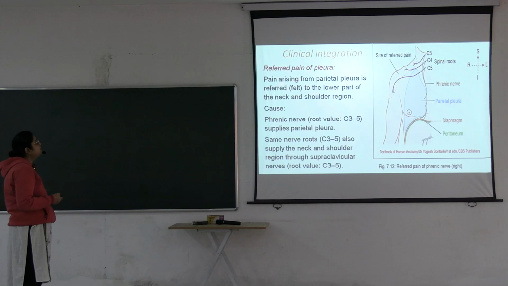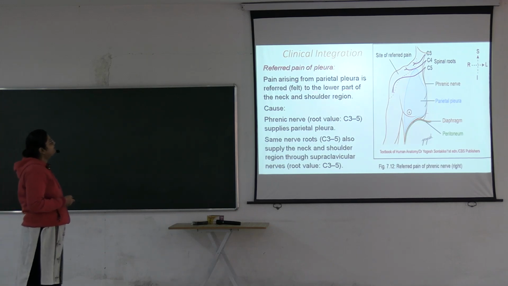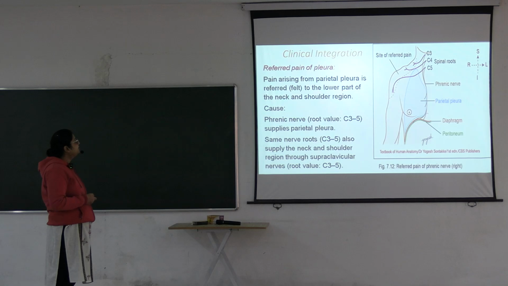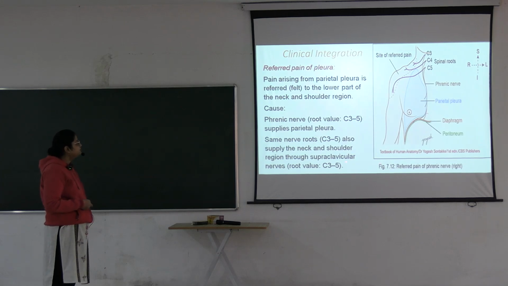So, referred pain of the pleura: pain arising from the parietal pleura is referred or felt in the lower part of the neck and shoulder region. What is the cause? The phrenic nerve, whose root value is C3 to C5, supplies the parietal pleura, and the same nerve roots C3 to C5 also supply the neck and the shoulder region through the supraclavicular nerve.